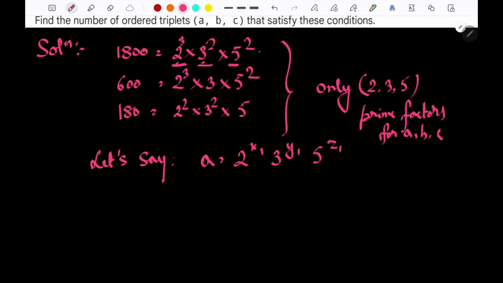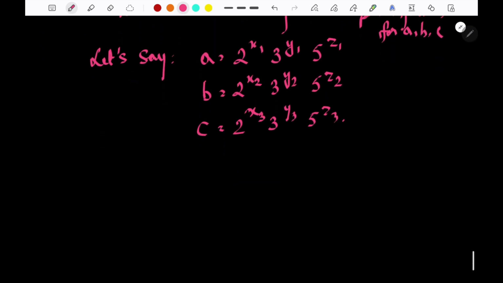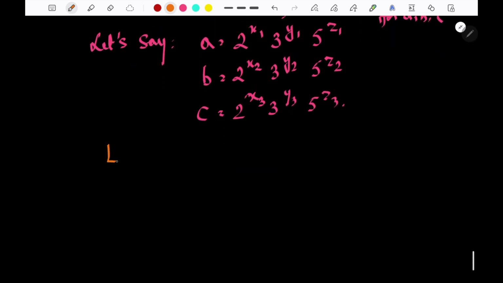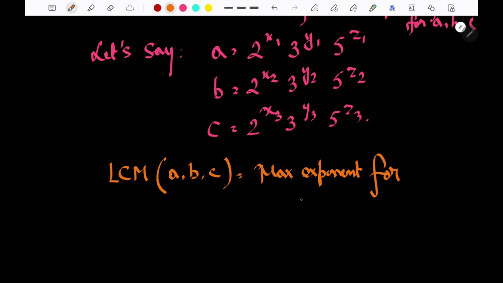See, we don't know whether 2 will be there in A or not, but we can deduct that. So here is B. Now for B this will be 2 to the power x2, 3 to the power y2, 5 to the power z2. Now C is 2 to the power x3, 3 to the power y3, 5 to the power z3. Done. Now A, B, C are written this way. Now how do we find LCM? So LCM of A, B, C is the maximum exponent for each prime.